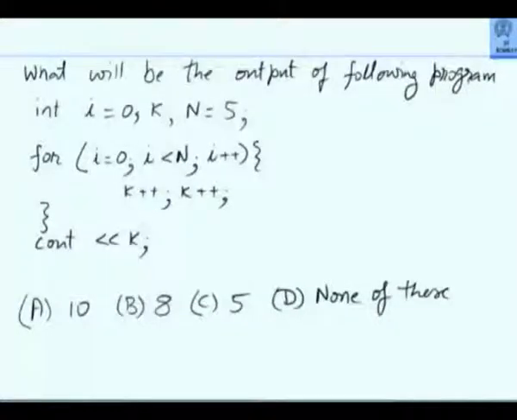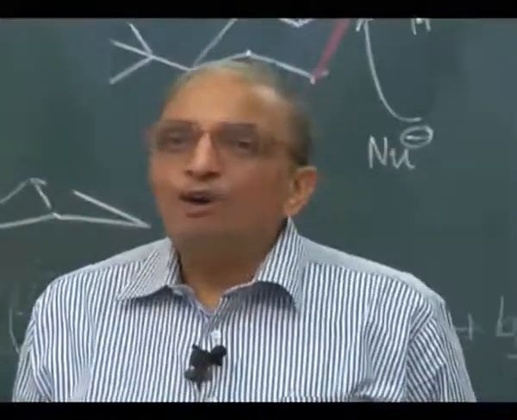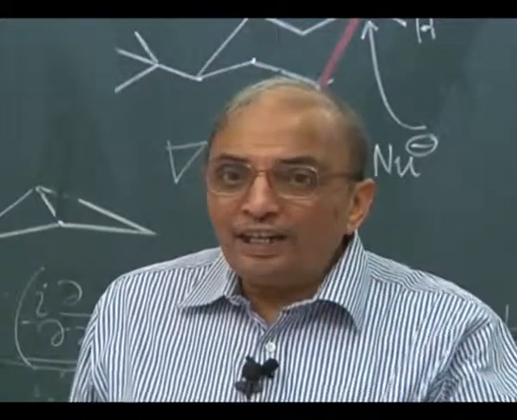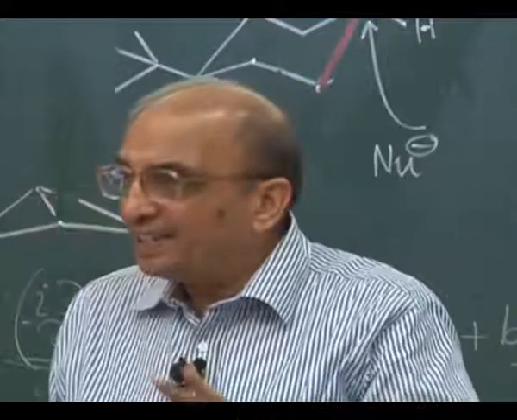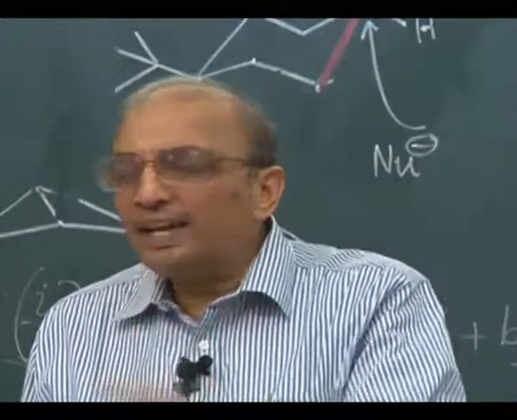Now suppose I say K is equal to 0. Tell me what will be the answer? Now you have to do some work. Earlier was easy. So do it, find out what is the value of K. Execute it. How much will it be? 10. Pakka? Definite? Okay. Why? Tell me how you execute. The iteration is executed 5 times. And every time in that iteration, K is incremented twice. So, K plus plus, K plus plus. So, therefore, 2, 4, 6, 8, 10.